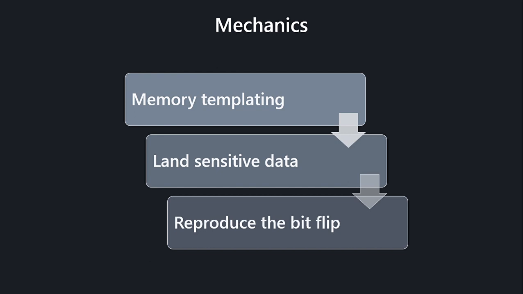There are three steps involved in a Flip Feng Shui attack. The first is memory templating, where we scan memory for useful bit flips. The second is landing sensitive data on vulnerable locations. The last is reproducing the bit flip. Here we modify the sensitive data to compromise the system.